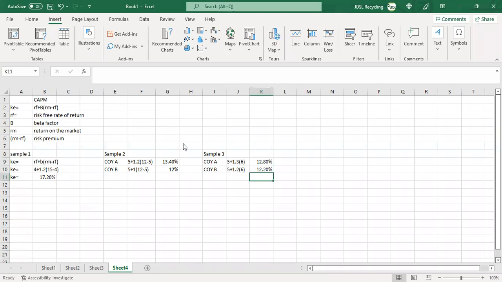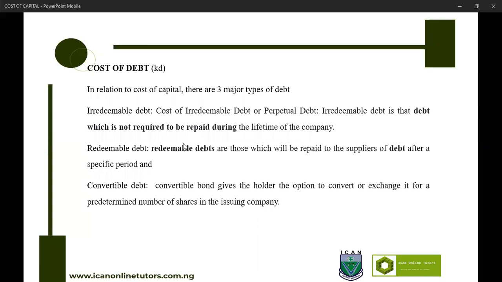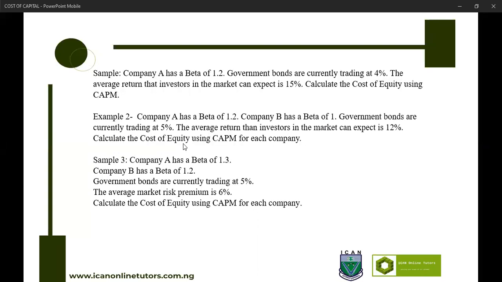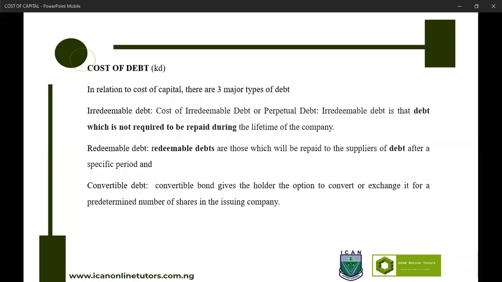Now, all we just did makes us complete all the information that is required of us under equity. We move on to debt. In relation to cost of capital, there are 3 major types of debts. We have the irredeemable debts, we have the redeemable debts, and we have the convertible debts. Are we following? All right.